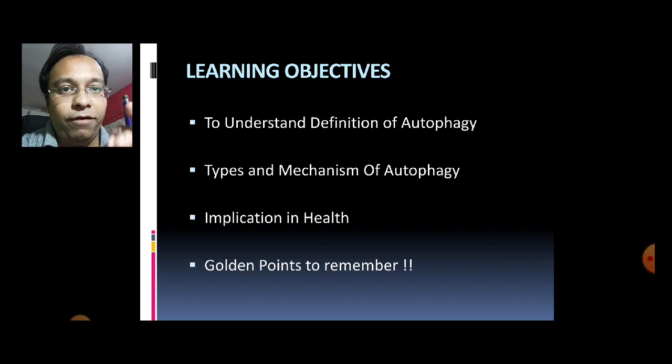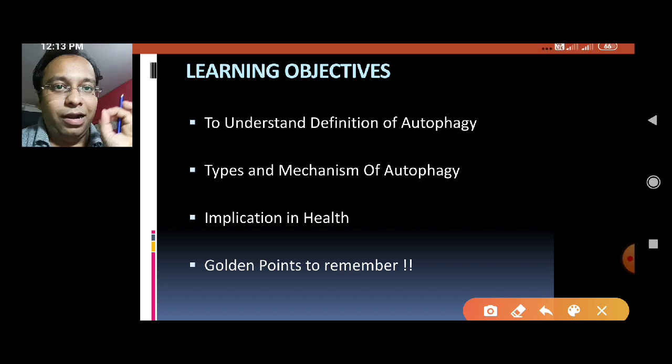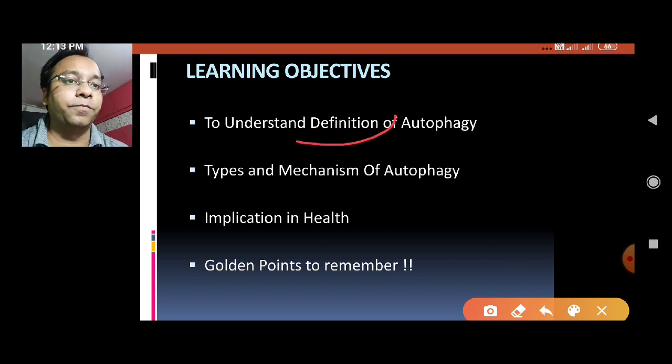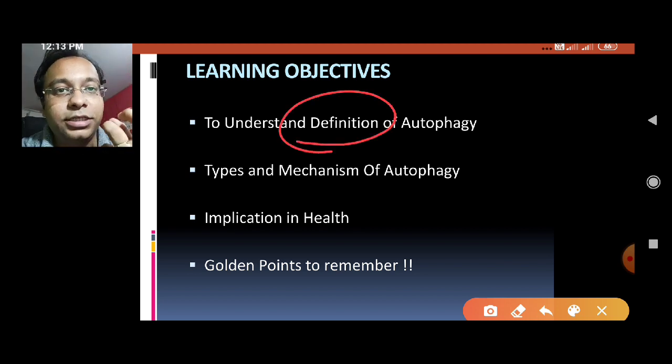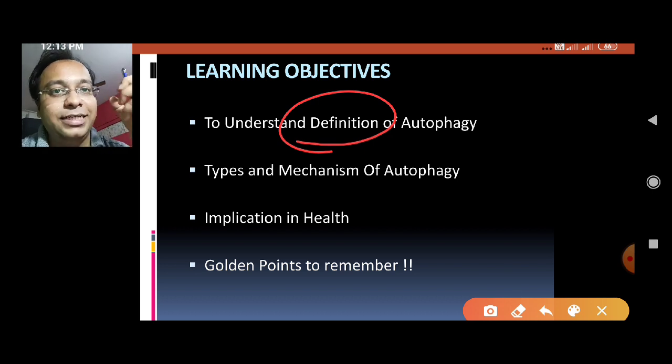Any form of lecture or discussion should start with a learning objective. The students should be clear of what they need to understand at the end of the lecture. So our learning objective for today's discussion is to understand, first of all, the definition of autophagy. So you need to understand what is autophagy. Then you need to understand how autophagy occurs.